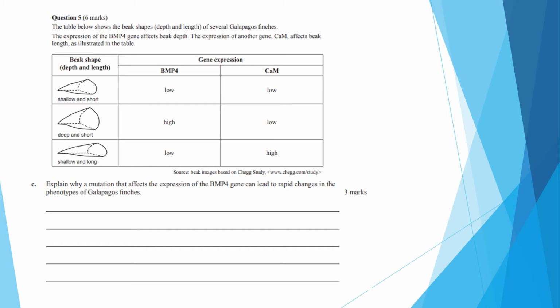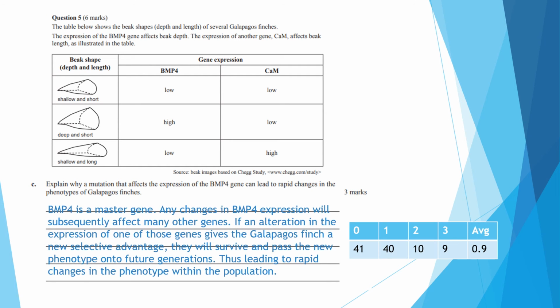Part C asks you to explain why a mutation that affects the expression of BMP4 gene can lead to rapid changes in the phenotypes of Galapagos finches. Now, this is a 3-mark question, so you need to make 3 statements. Most students can identify that this is a natural selection question, but in order to answer the question properly, always make sure you answer the question asked directly rather than blurt out a prepared natural selection answer.